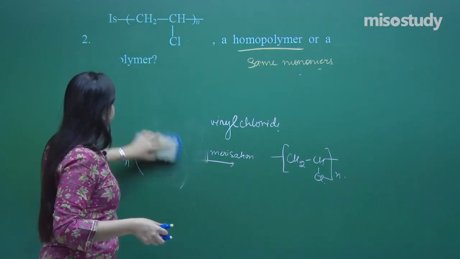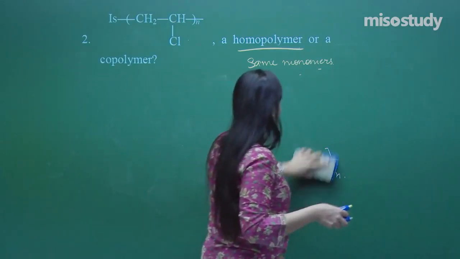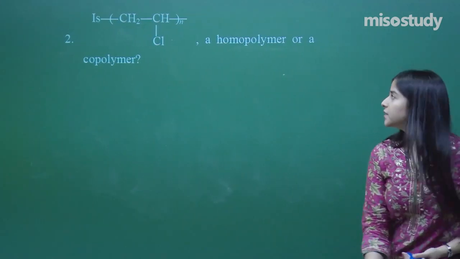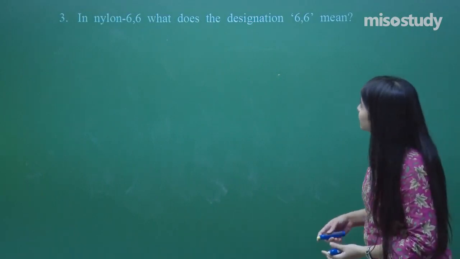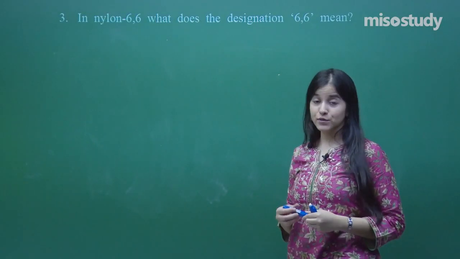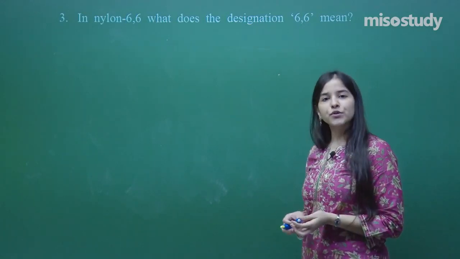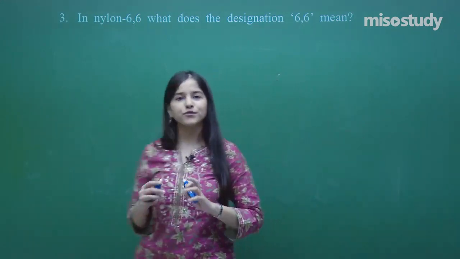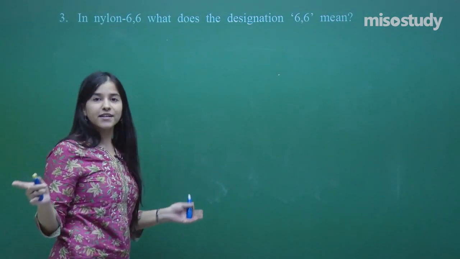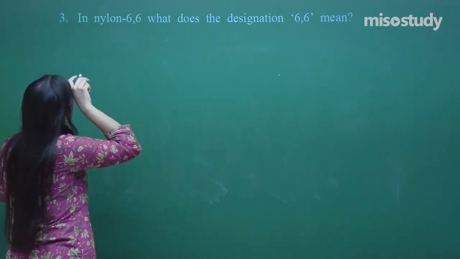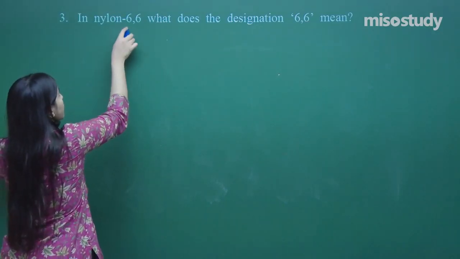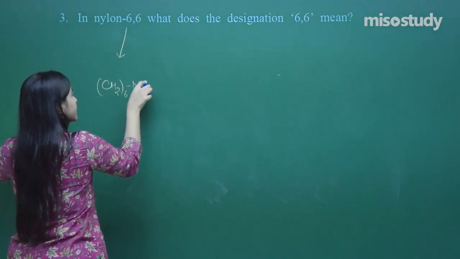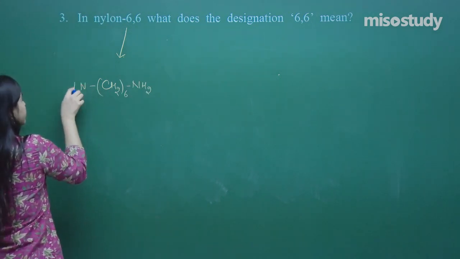Now the next thing. So the next one, what do I have? Next question. Okay. In nylon 6,6, what does the designation 6,6 mean? It's a good question. What do you mean by this 6,6? Let's try to have the monomers for it, right? We already have discussed that in the sessions. So nylon 6,6 is formed by 2 kinds of monomers. One is hexamethylene diamine.